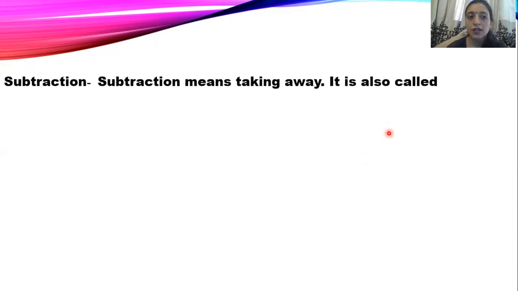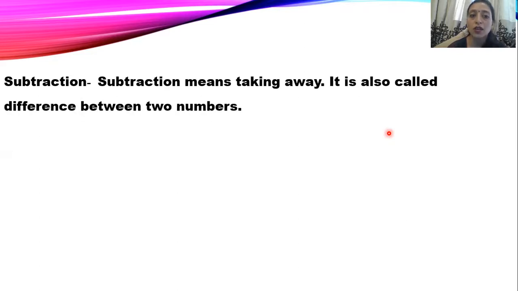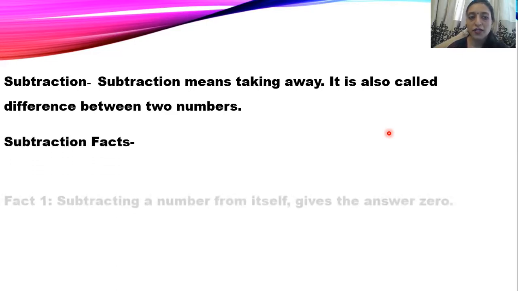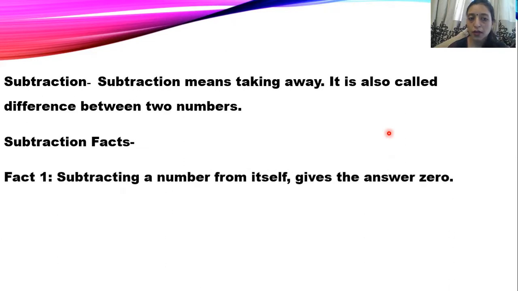Now let's see what subtraction is. Subtraction means taking away. It is also called the difference between two numbers. Yes, you are right. The answer which you get after subtracting is called the difference. Okay. Let's move to subtraction facts. Fact number 1. Subtracting a number from itself gives the answer 0. If I subtract 2 from 2, the answer would be 0.